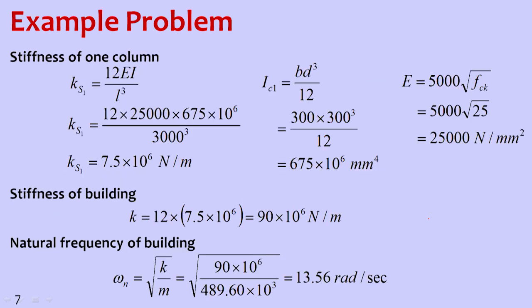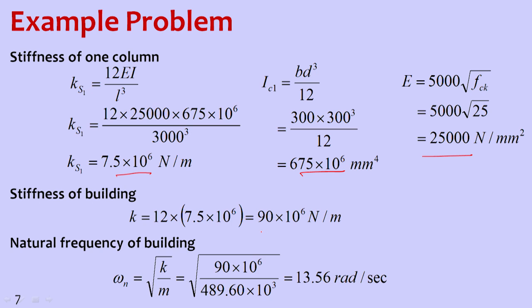Similarly, we have stiffness of one column which is Ks1 equal to 12 EI by L cube, for which E is calculated as 5000 root fck, 5000 root 25, which is obtained as 25,000 Newton per mm square. I is bd cube by 12, for a 300 by 300 column. So 300 into 300 cube by 12 is coming around 675 into 10 to the power of 6. When you substitute E and I in calculating stiffness, we get around 7.5 into 10 to the power of 6 Newton per meter. So stiffness at each floor is similar and we have 12 columns in the complete structure.